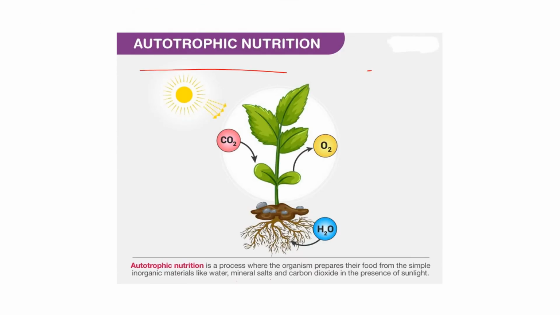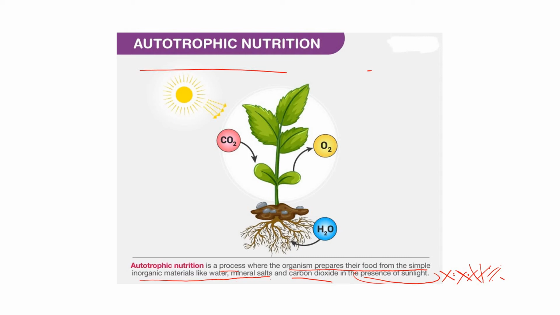See, what is written here? Autotrophic nutrition is a process where organisms prepare their food from simple inorganic material like water, mineral salts, carbon dioxide in the presence of sunlight. This is a very important point, okay, that they will require sunlight. Without the presence of sunlight, it's very difficult for autotrophic nutrition to take place.